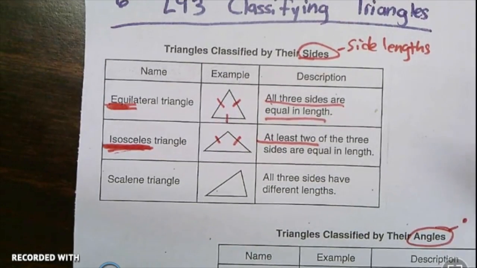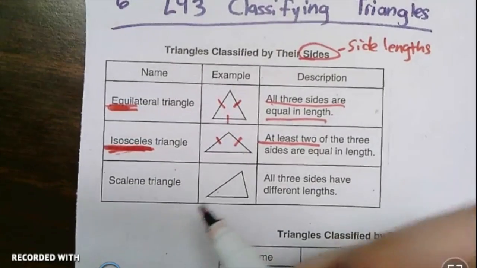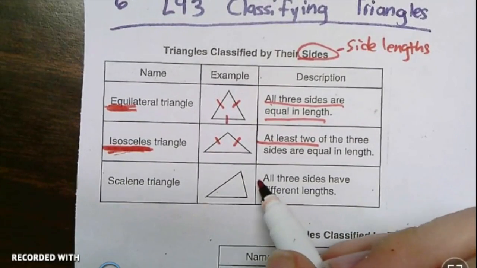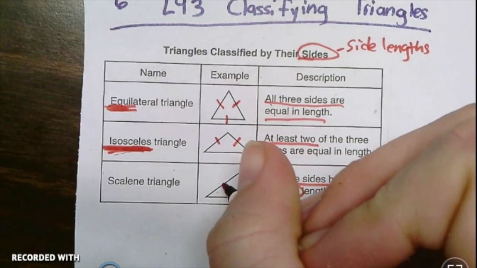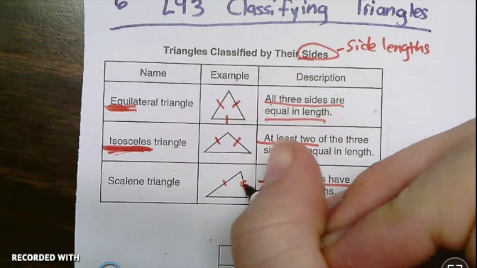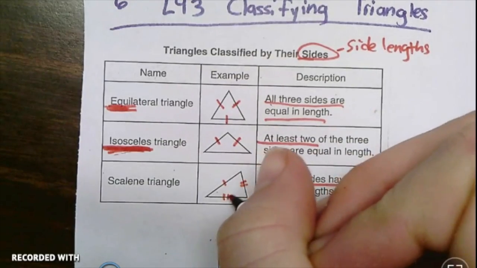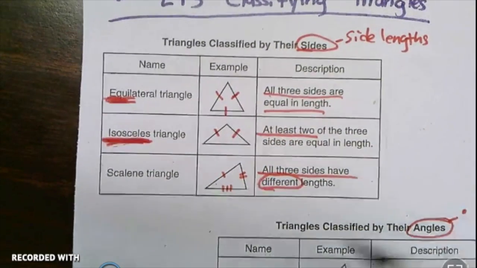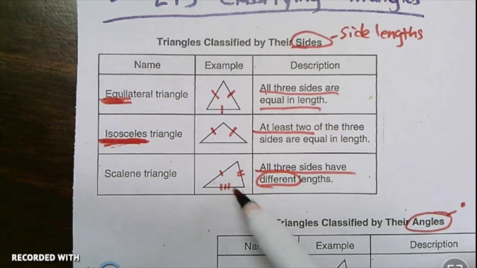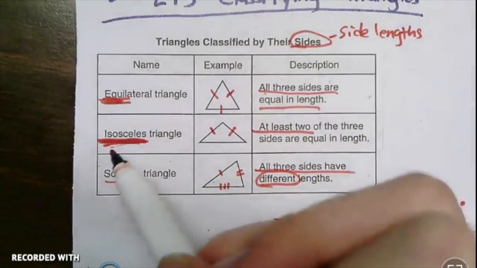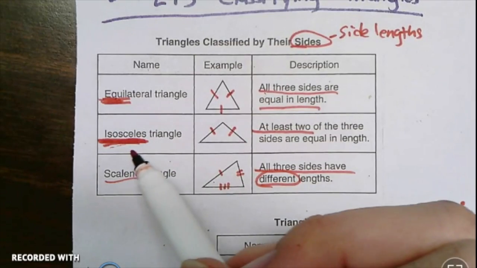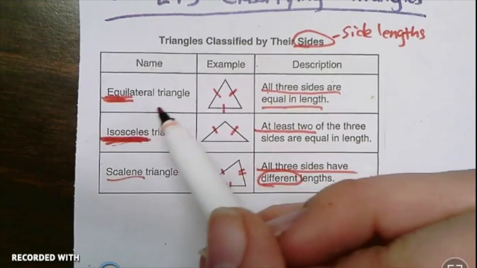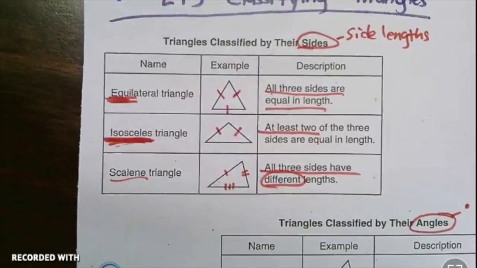And then our third option is scalene triangles. In scalene triangles, all three sides have different lengths. This could be shown by one tick mark there, two there, and three tick marks there. So all of the side lengths are different. It's scalene. If two or more are the same, it's isosceles. And if all of them are the same, then it is equilateral.